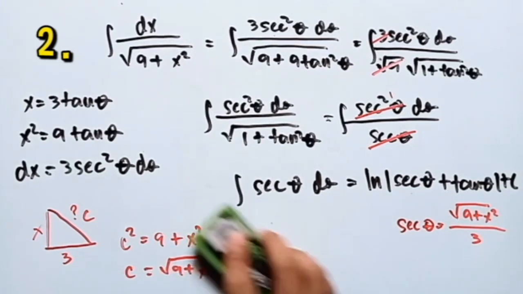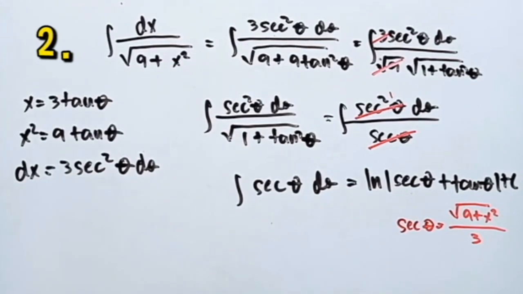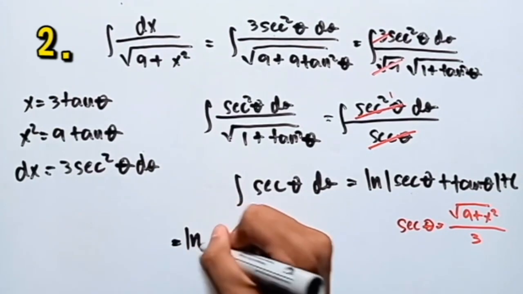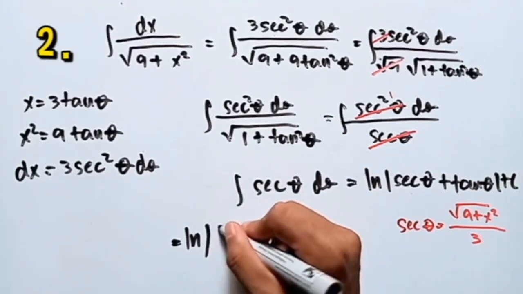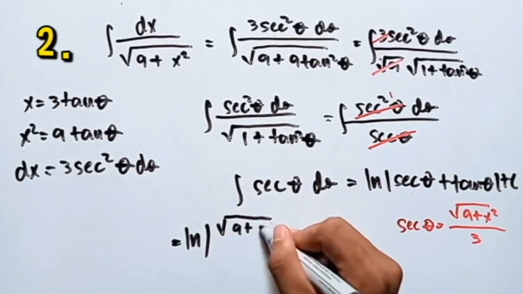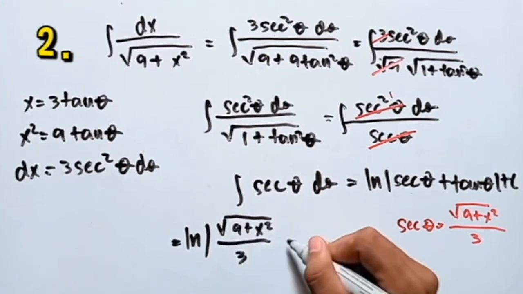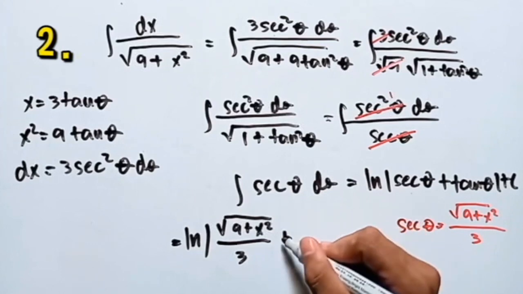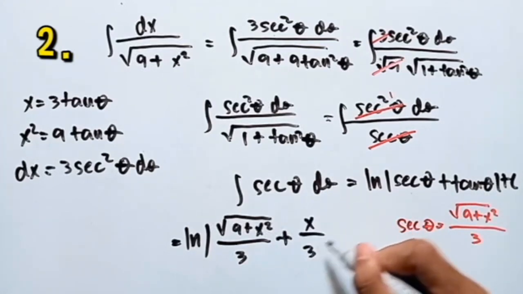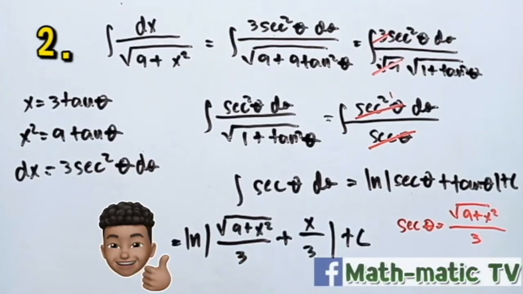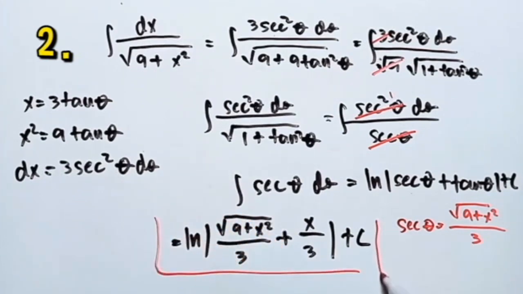So our final answer is equal to ln of secant theta, which is here, square root of 9 plus x squared over 3 plus x over 3, the value of tan theta, then plus c. Hence, this is our final answer. Actually, we can simplify this: we can combine square root of 9 plus x squared plus x, since they have the same denominator. Well, this is correct also.